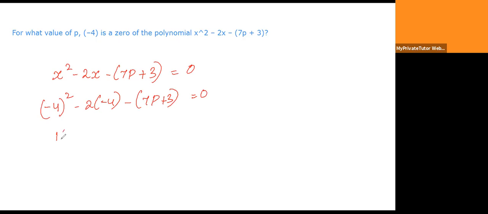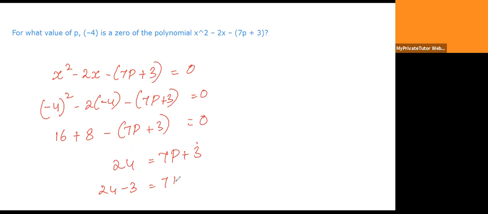So what is minus 4 square? And 4 2s are 8. We have 7p plus 3, and it is 24 equals to 7p plus 3. Move that minus 3 to this side. 24 minus 3 equals to 7p, and the 7p equals to 21. And finally, p value is 3, guys.